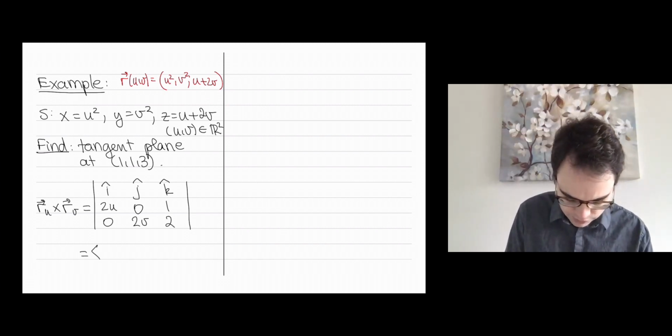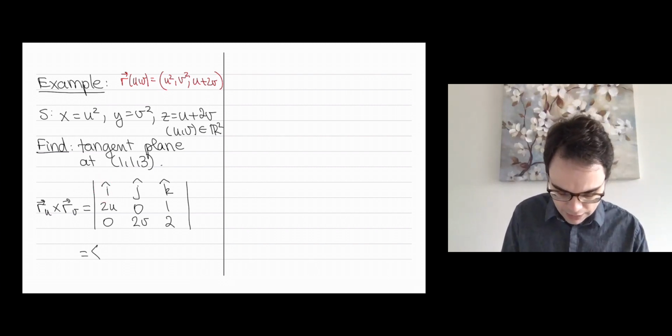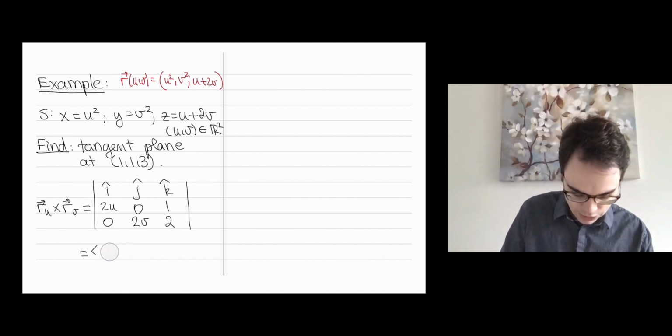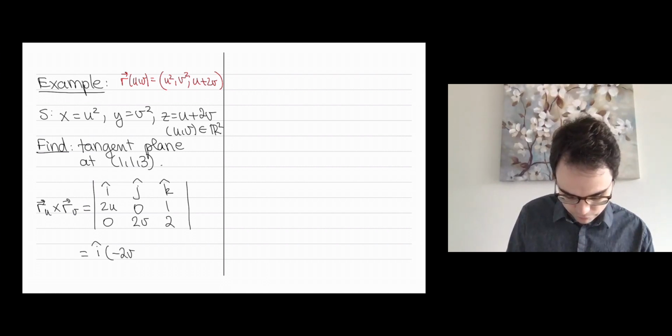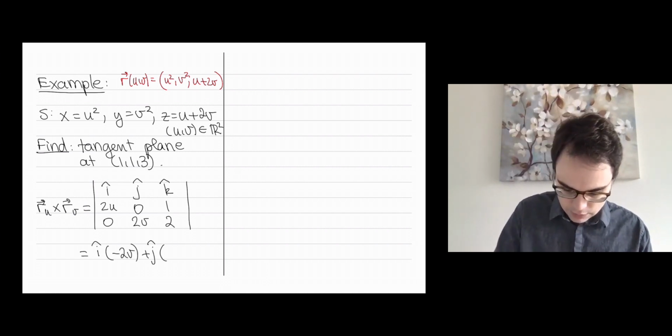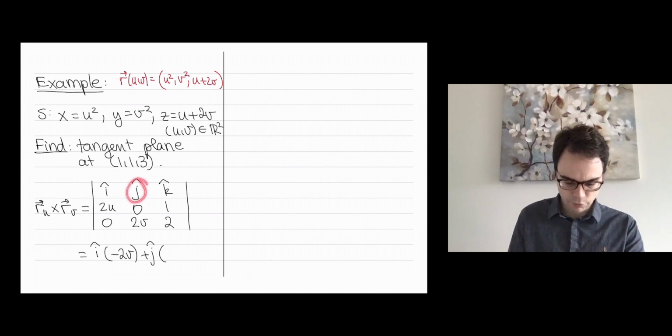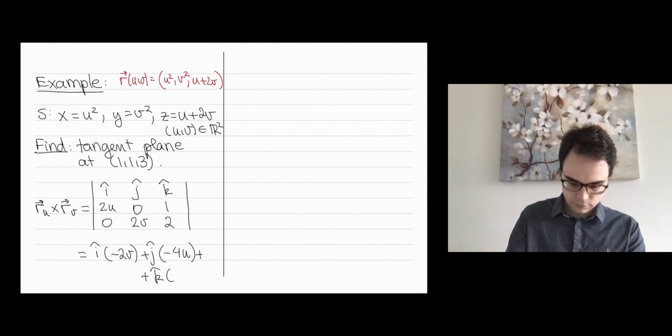So if I compute this cross product, I get i times 0 minus 2v. Let me just use ijk notation for this. And then j times, for the j component, you do the determinant backwards, or you introduce a sign, but here I prefer to do it backwards like this. So 0 minus 4u. And then finally we get k times 4uv minus 0.